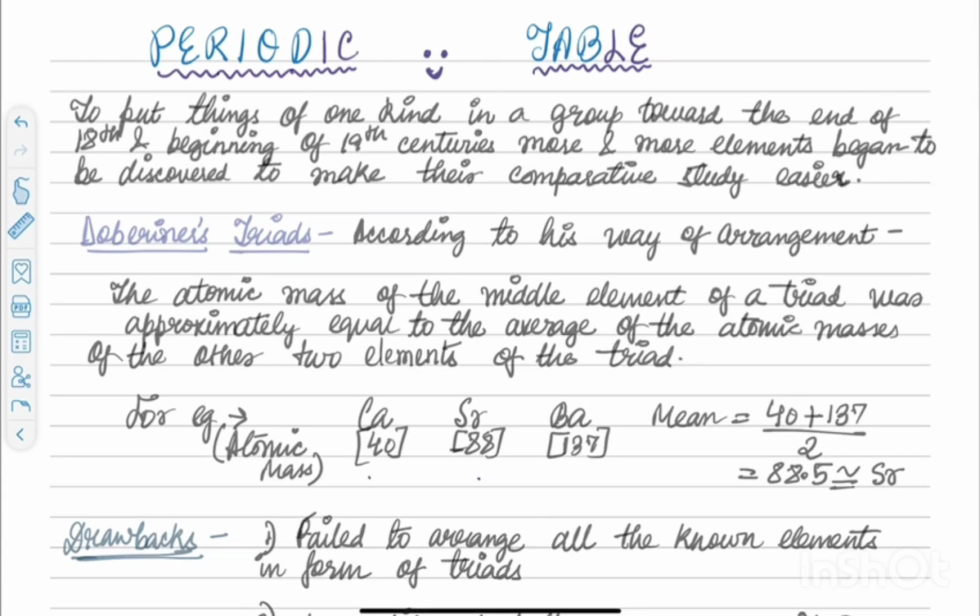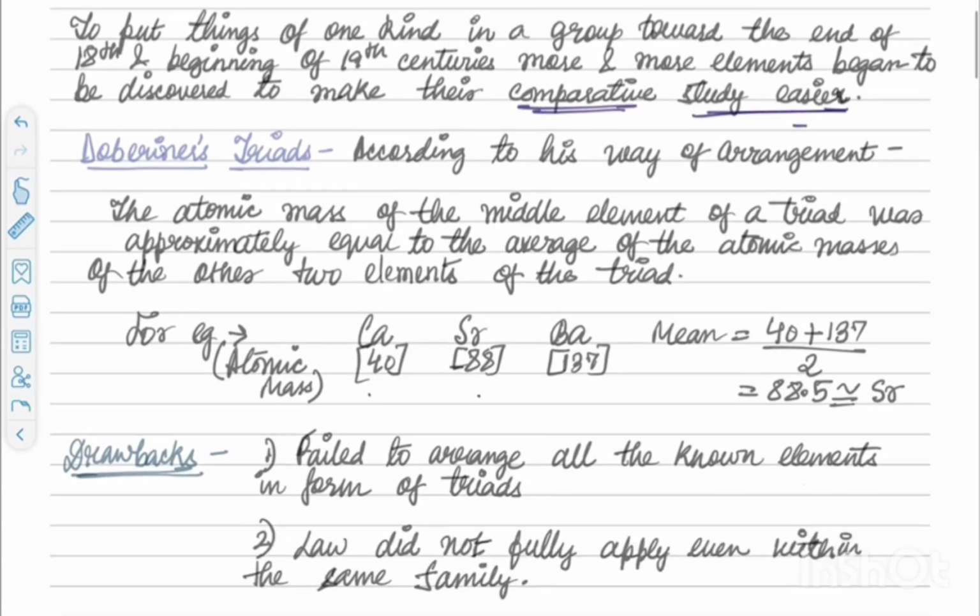Now, in order to put things together in a group, toward the end of the 18th and 19th century, more elements were discovered, to make their comparative study easier. First, Dobereiner was the one who started this concept.